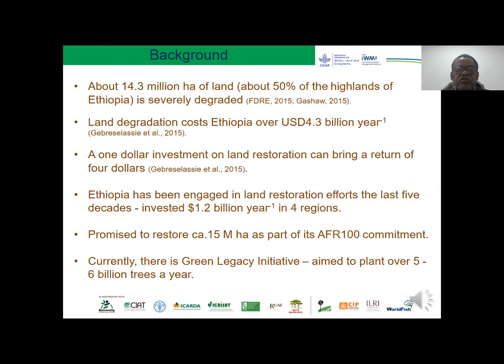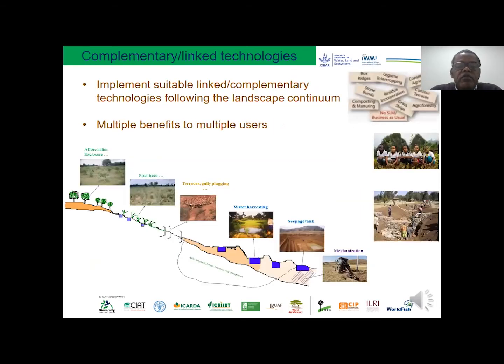There is also a huge investment and effort to contribute to AFR100, where the country promised to restore 15 million hectares. And currently, there is an initiative by the Prime Minister, the Green Legacy Initiative, which aims to plant 5 to 6 billion trees a year. And this year, the planning process is also taking place. So we will present two examples.